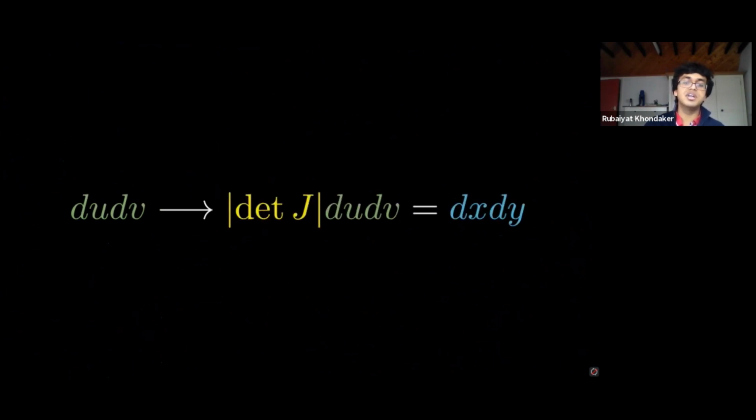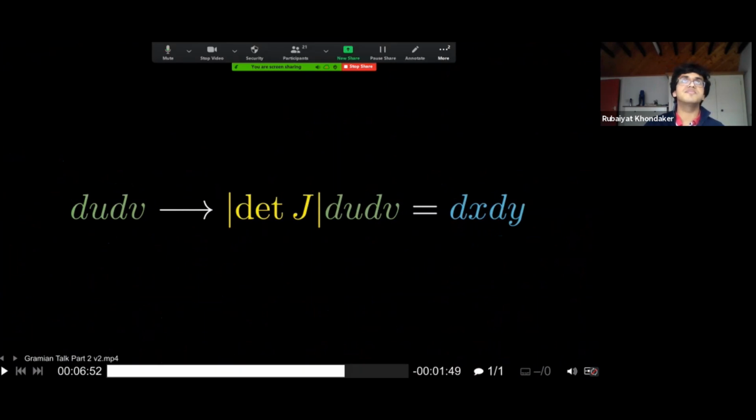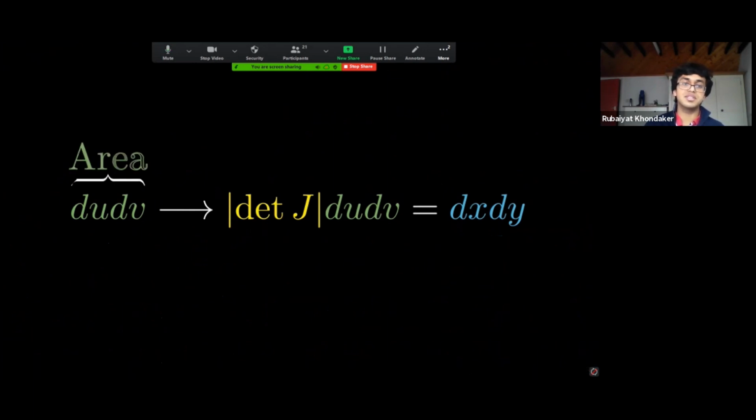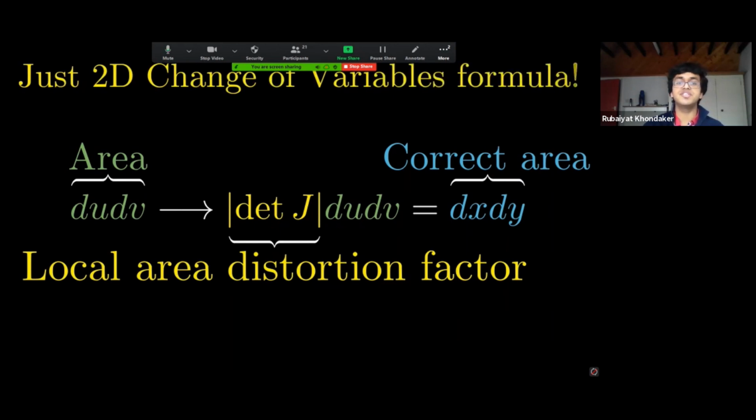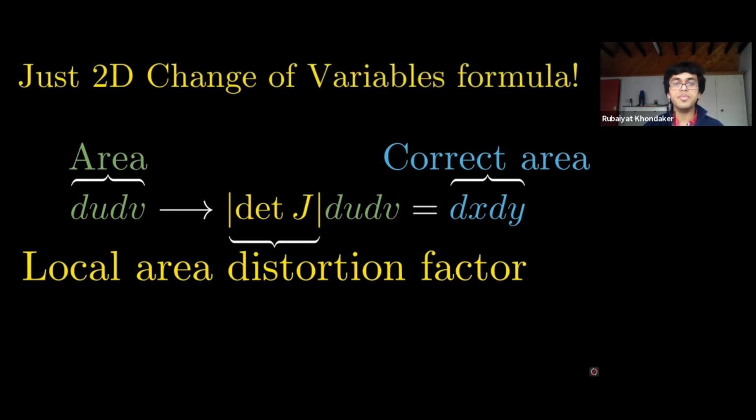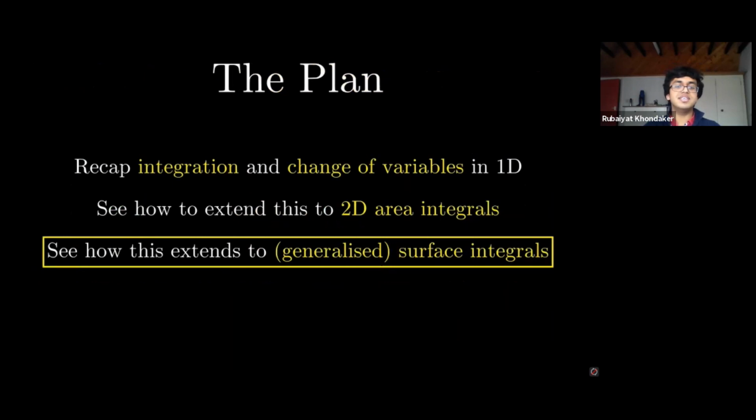du dv goes to the absolute value of the determinant of the Jacobian times du dv, which is dx dy. So we've got area there, that's the correct area. Here we've got the local area distortion factor. And that's just the 2D change of variables. Right. So now let's see how to extend this to generalized surface integrals.